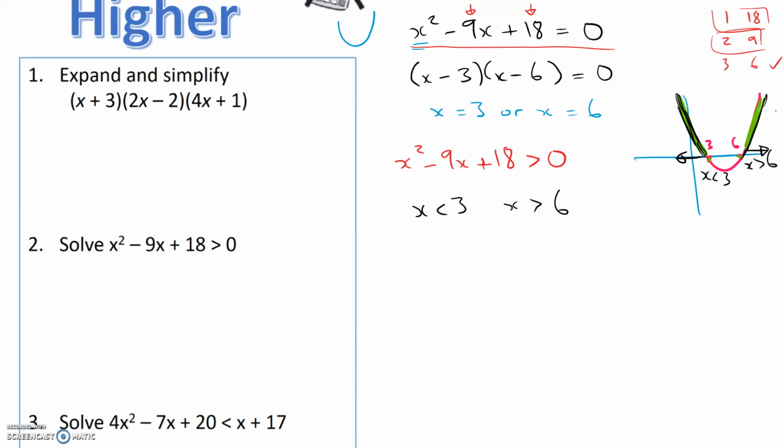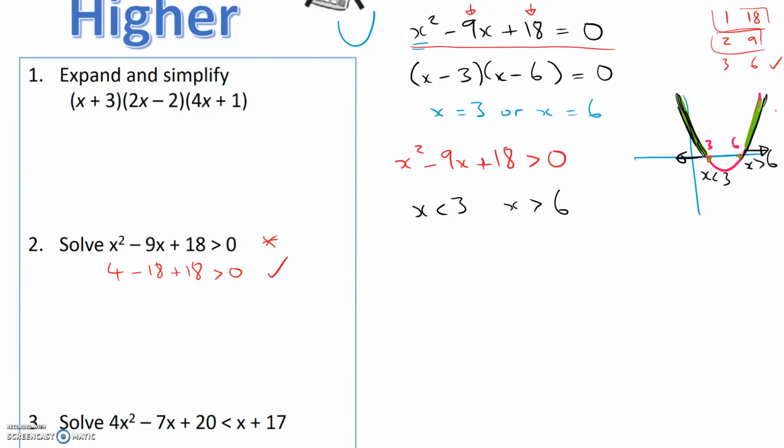Right, now better just check that out. If we're right, x is less than 3 should make this equation work. So x is less than 3, well maybe x could be 2. That's less than 3, let's try it. If x is 2, 2 squared is 4, minus 2 times 9 is 18, plus 18. Does that give me something that's greater than 0? Well, it looks like it gives me 4, which is greater than 0. So I think we're probably good.